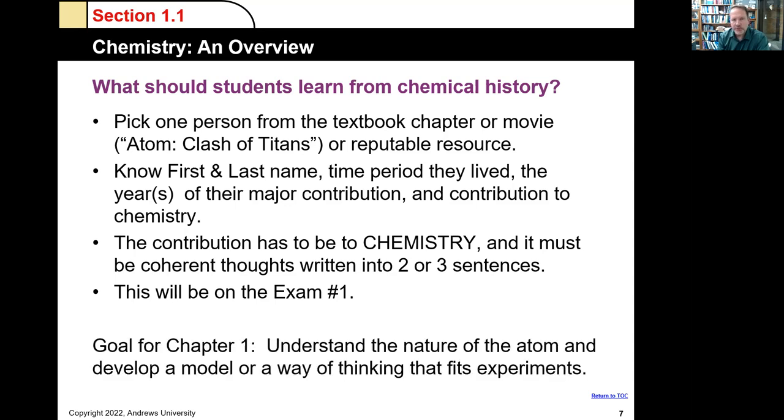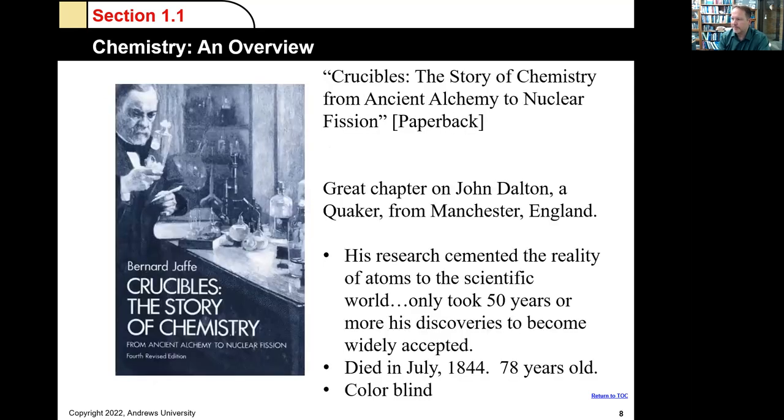All right, the goal for chapter 1 is just a little bit of the models that we have for the atom, and then we'll start applying that model to understanding the chemical makeup of an atom and the elements on the periodic table. If you're interested in more chemical history, I strongly recommend this book called Crucibles: The Story of Chemistry from Alchemy to Nuclear Fission.